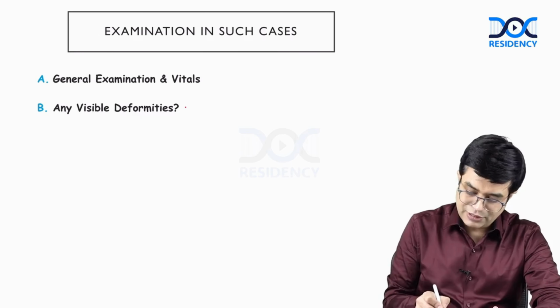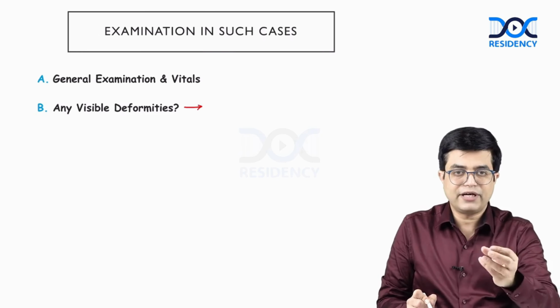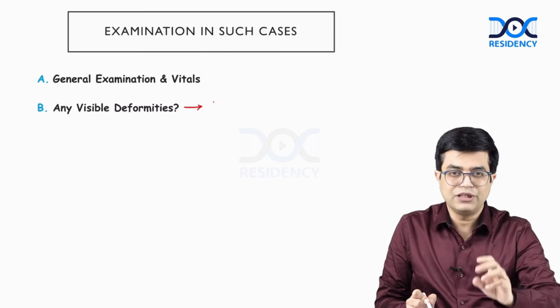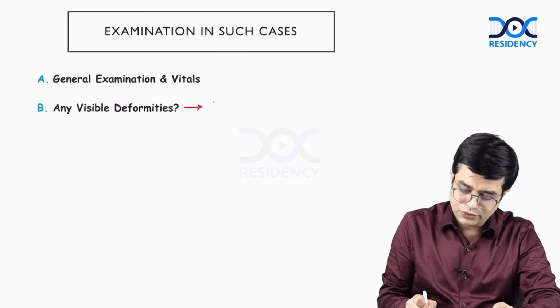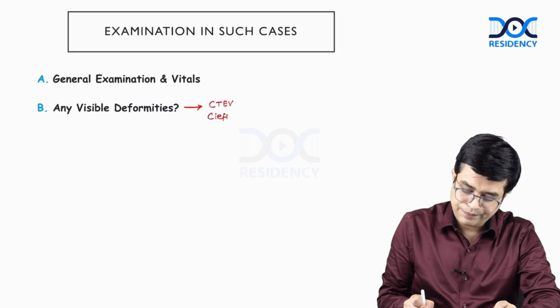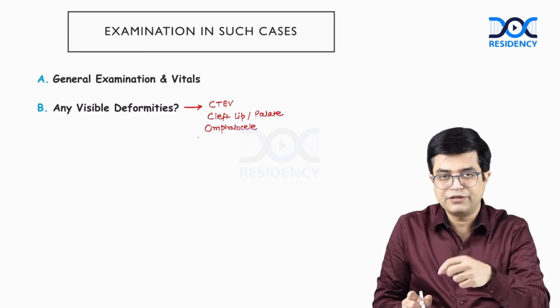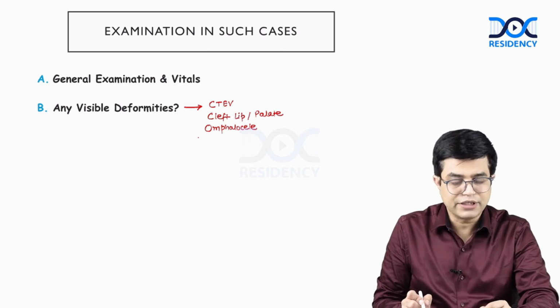Now, what are the visible deformities that you will look out for? The visible deformities which have a higher prevalence in a meningomyelocele or neural tube defect patient include congenital talipes equinovarus. You will look out for any cleft lip or cleft palate. You will watch out for any visible omphalocele, which is the anterior abdominal wall defect, a sac-like structure in which the herniated abdominal contents will be there.